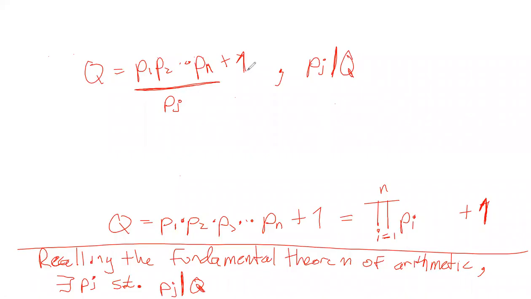However, in order to divide Q, it must also divide this as well. The only number that divides 1 is 1. One is not prime, and we've reached a contradiction. In order for Pj to divide Q, Pj either needs to divide one or Pj is not in this list. Pj cannot be in this list, but this list was exhaustive, so we've reached a contradiction.